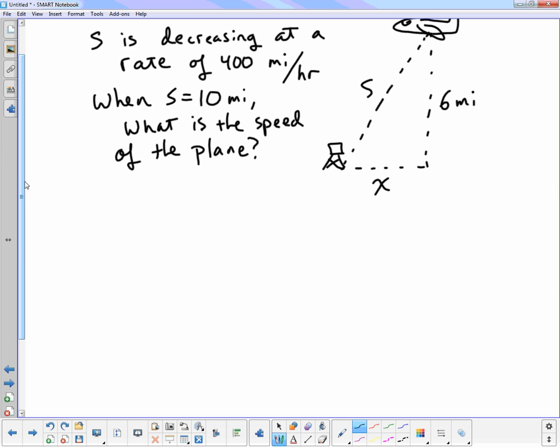All right. So what do I have? Decipher my word problem. Break it down for me. I have ds over dt equals 400. All right. What else do I have? What else do I need? Talk me through it. S equals 10. And the speed of the plane, what does that mean? D what over dt? Dx over dt.